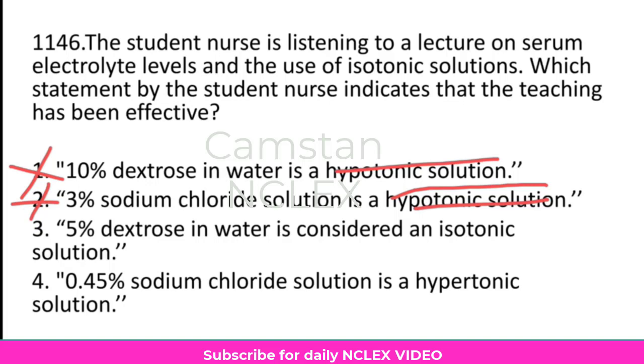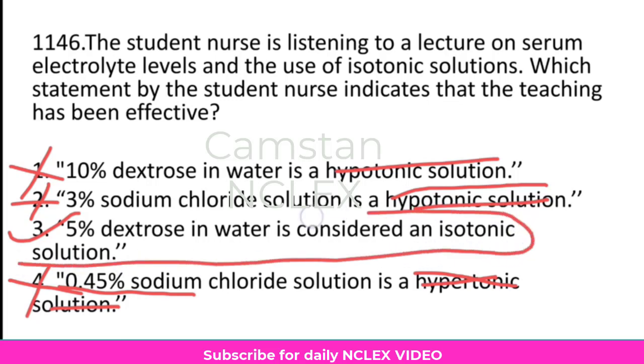And the next one is 5% dextrose in water is considered an isotonic solution. This option is right. And option 4 is 0.45% sodium chloride solution is a hypertonic solution. The 0.45% sodium chloride is a hypotonic solution, not a hypertonic solution. So this option is incorrect. So option 3 is correct. 5% dextrose in water is considered an isotonic solution. This statement by the student nurse indicates that the teaching provided to the student nurse has been effective.